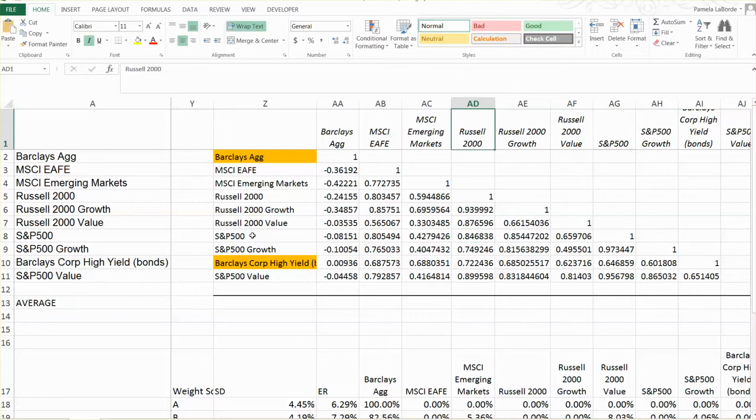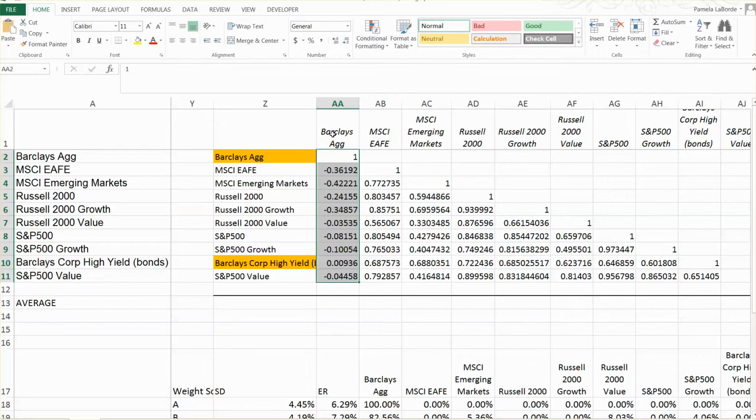So this is a small cap index. This is a large cap index. It's a mix of value and growth. And so they correlate fairly closely together, with 0.85. And you'll notice that the aggregate bond index is the only one that has negative correlations.